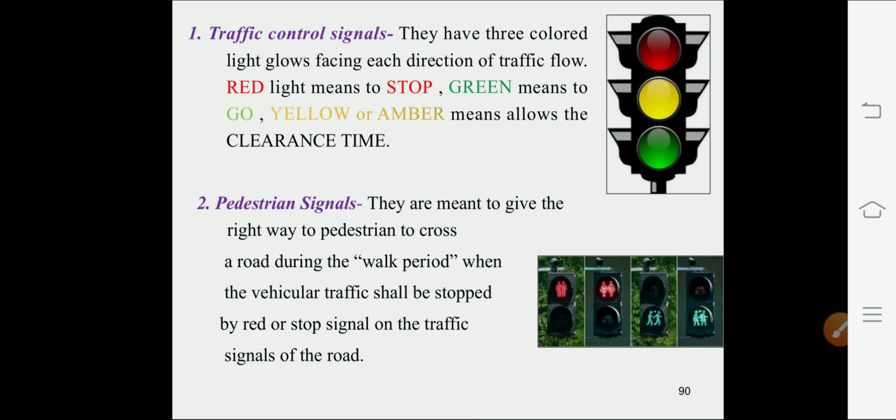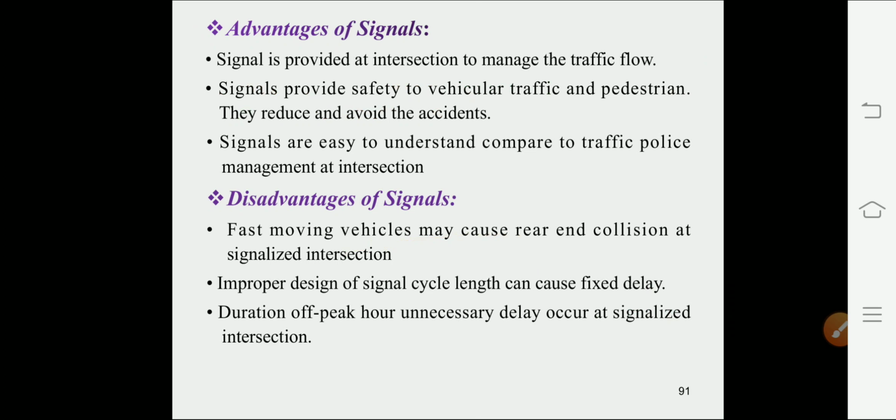If it is showing red, that person has to stop. If it is showing green, then that person has to move for a walking period. Advantages of these signals are: signal is provided at intersection to manage the traffic flow. Signals provide safety to vehicular traffic and pedestrians. They reduce and avoid the accidents. Signals are easy to understand compared to traffic police management at intersections.